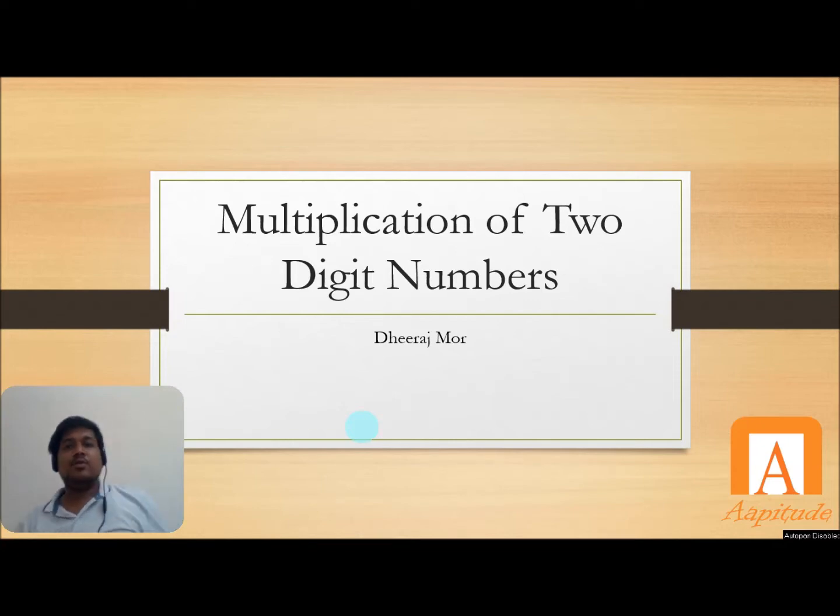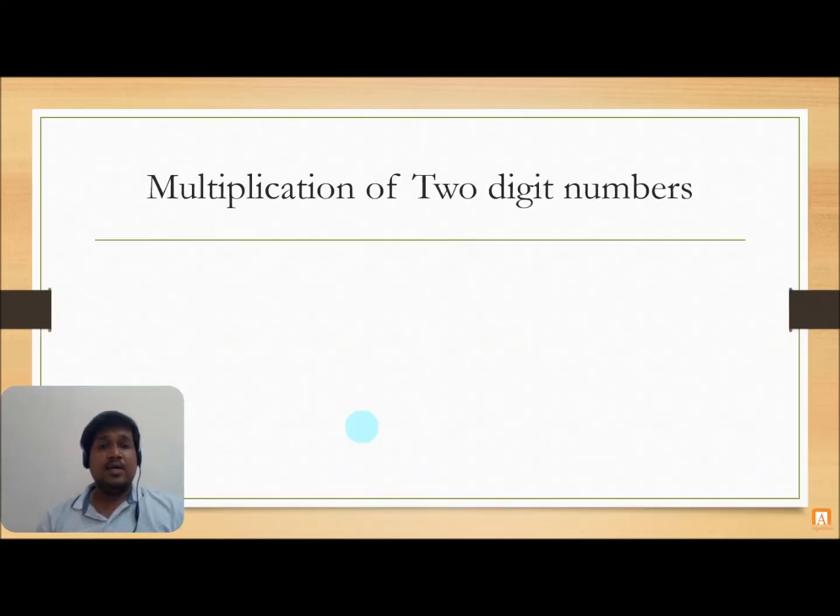Today I am going to show you the multiplication of two-digit numbers using Vedic mathematics. This method is very useful for day-to-day calculations, for your aptitude examinations, for any kind of logical examinations, and at the same time in your businesses also. So let's start with the method. This method comprises three steps.